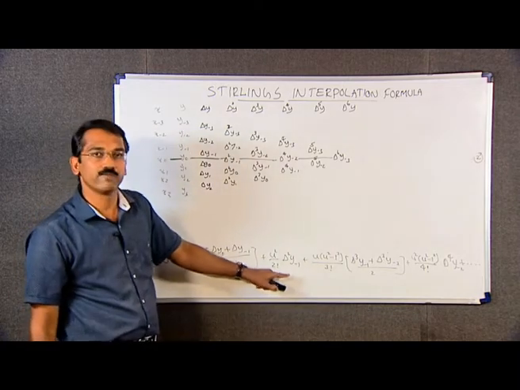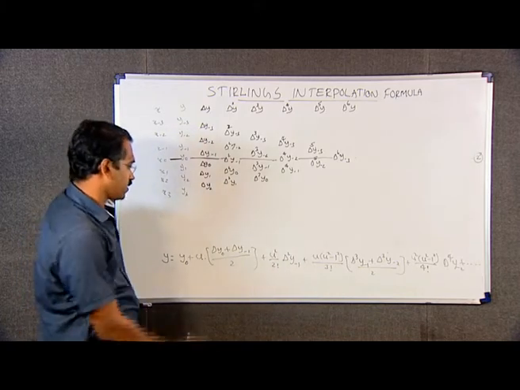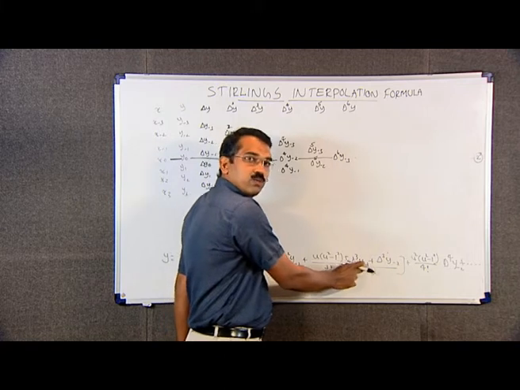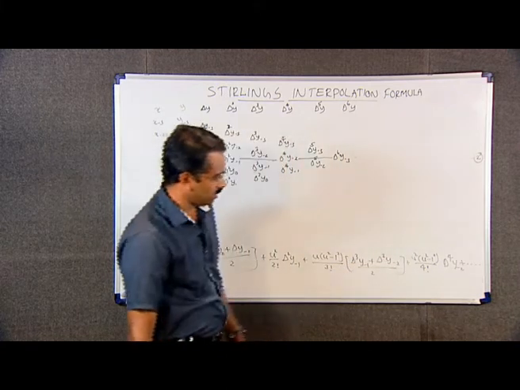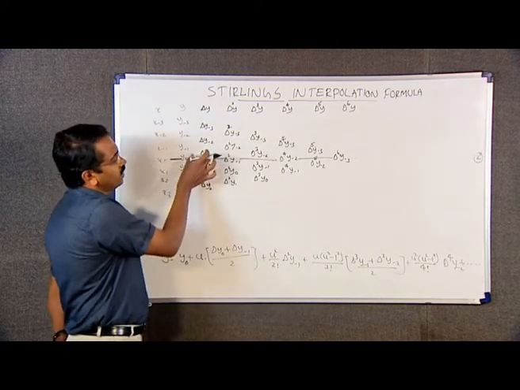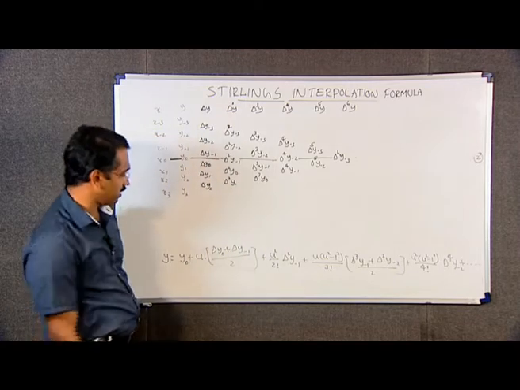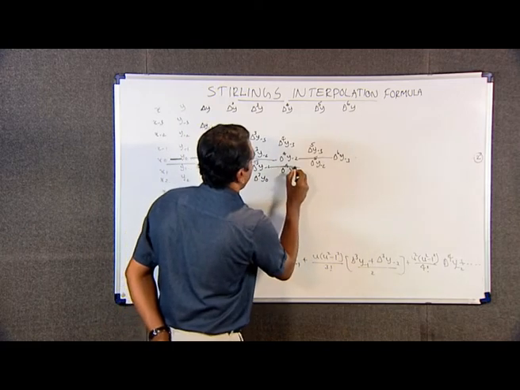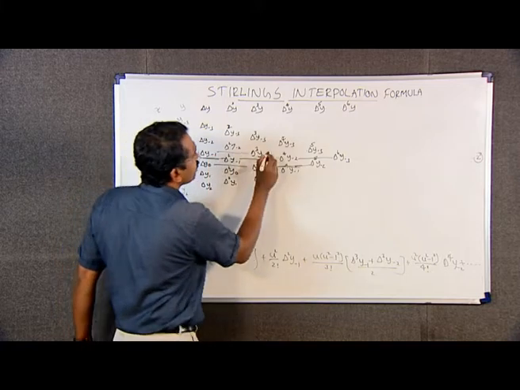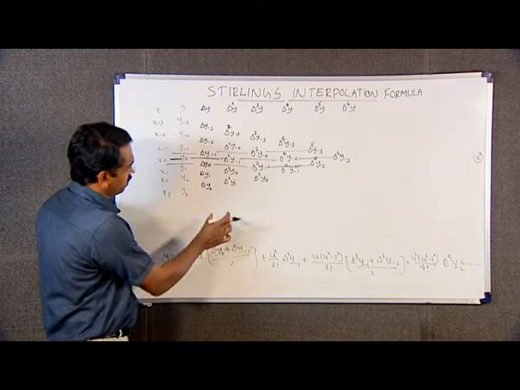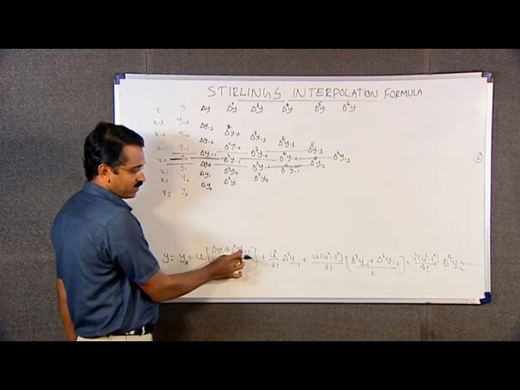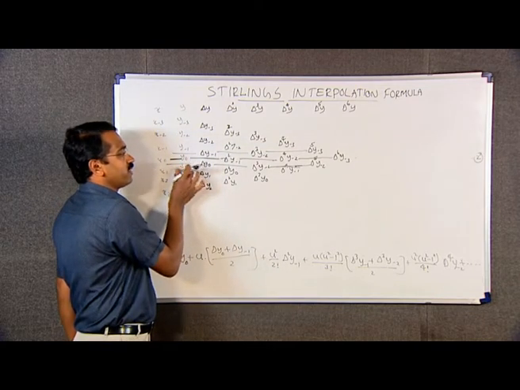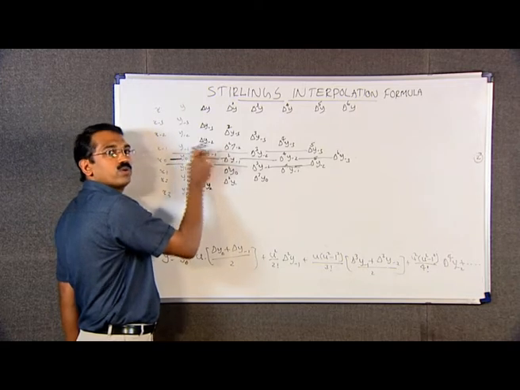That means all the even order differences are lying in this center line, and observe the odd order differences, which are delta y naught, delta y minus 1 here. Next is delta cube y minus 1, delta cube y minus 2 and so on, which are lying on a line above the center line and a line below the center line. This is the line below the center line, and this is the line above the center line. That means all the odd order differences lie in the line below and the line above the center line.